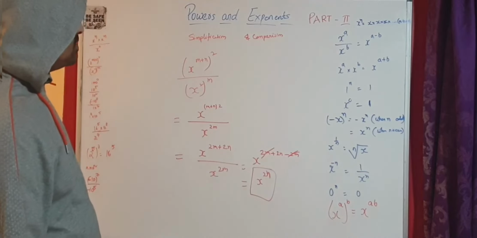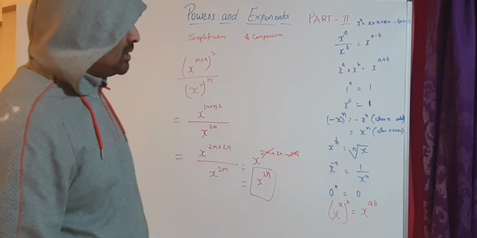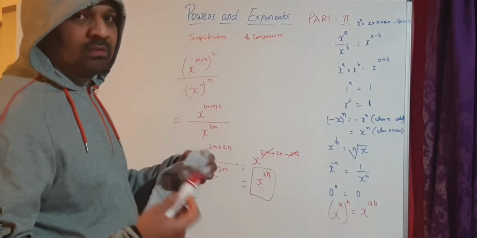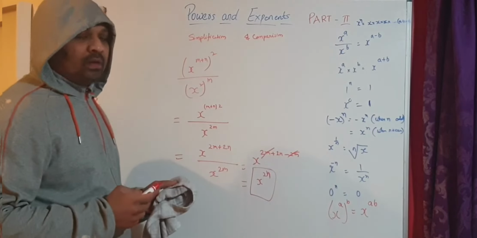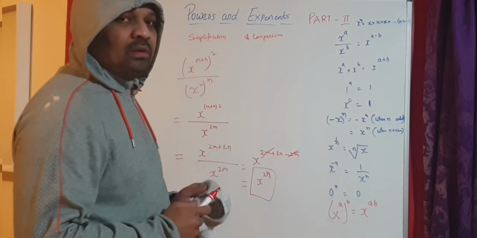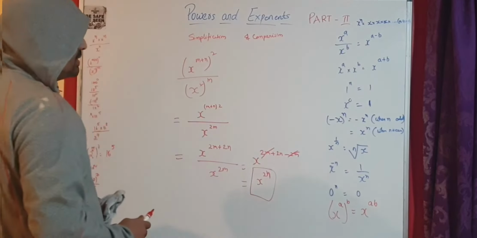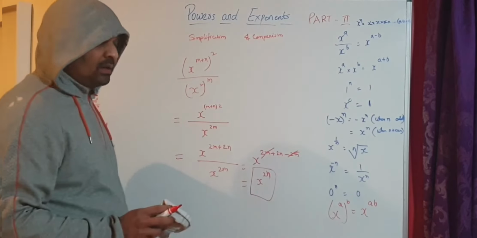The simplification is mostly about how you are able to apply these formulas of powers and indices. Mostly these are the only formulas, but we have to see at what stage and what type of formula you have to apply for the given situation and condition. So this is the expression that is given, and when you simplify it, you get x to the power of 2 to the power of n.